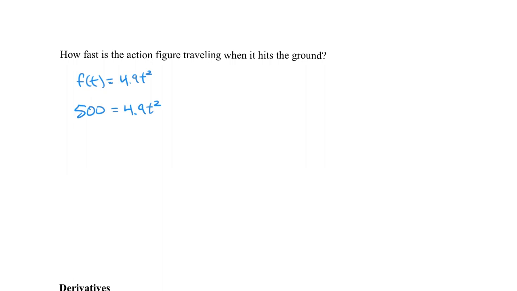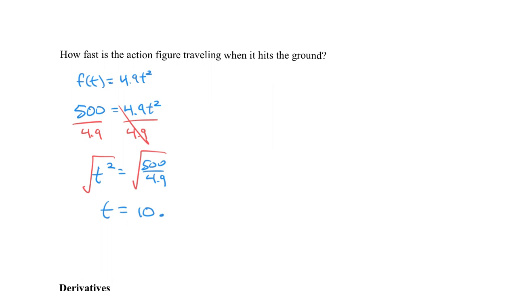From here, just divide each side by 4.9, right? And that'll give us t squared equals 500 over 4.9. Of course, we want t, so we just take the square root of both sides. And we get t equals roughly, I'll say 10.1 seconds. Once again, I remind you, in calculus, we don't cover significant digits or significant figures.